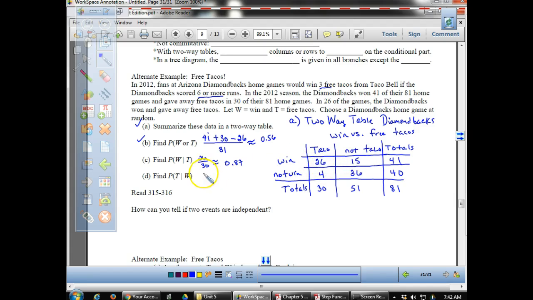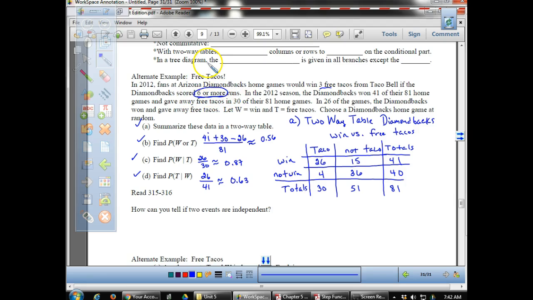And it's going to be those tacos given away. There were 26 out of 41 of those occurrences. So 0.63. All right. So how can you tell if two events are independent? You would probably imagine by looking at this that these are not independent events. Knowing that you won, you're more likely to get free tacos, and it's all about the fact that you scored 6 or more runs when you get free tacos. So that's the driving force there.